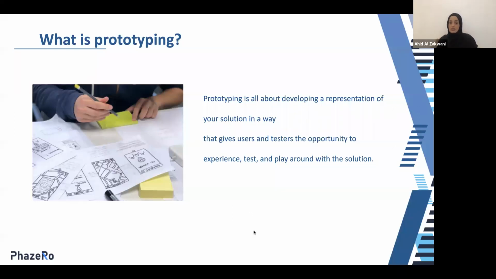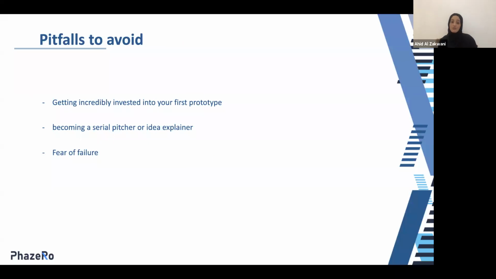About this, there are things that you have to avoid when you create your first prototypes. Just don't get too invested in the first prototype, since it could be just an assumption and it will change at the end. So don't invest too much time, and don't assume that you know everything, because you don't.